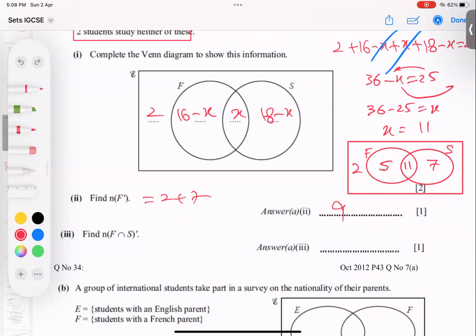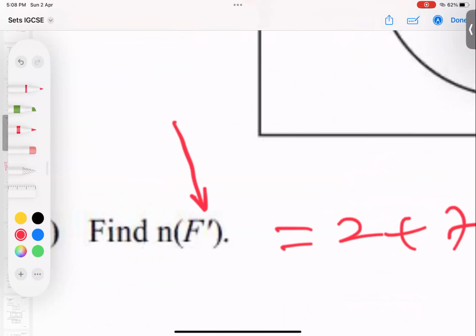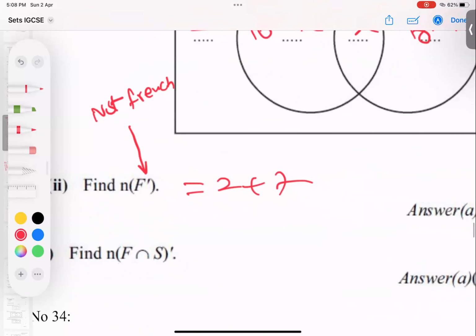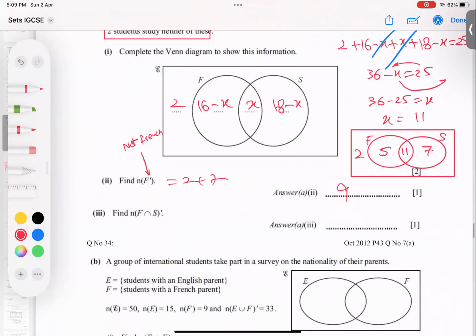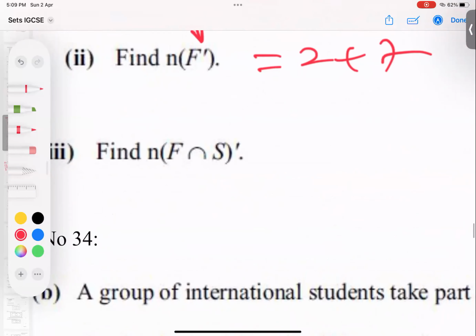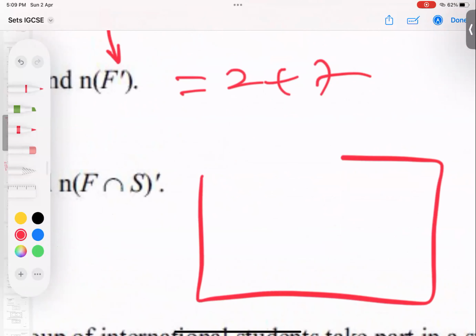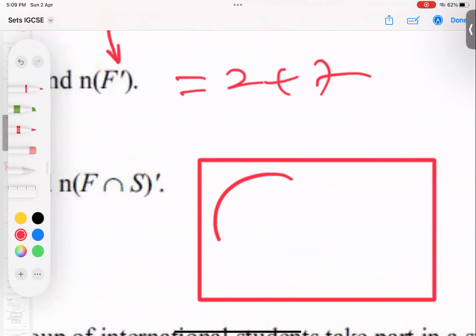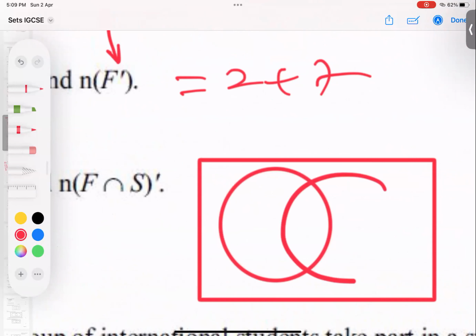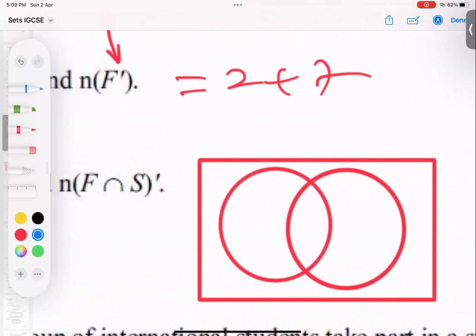You know how to read this one? Not French, not French. So those students do not study French. It's called 9 students. And how to read this one, student? F intersection S. I'll show you. This is very clear, F intersection S. So can you say this is F intersection S, student? Yes, exactly.